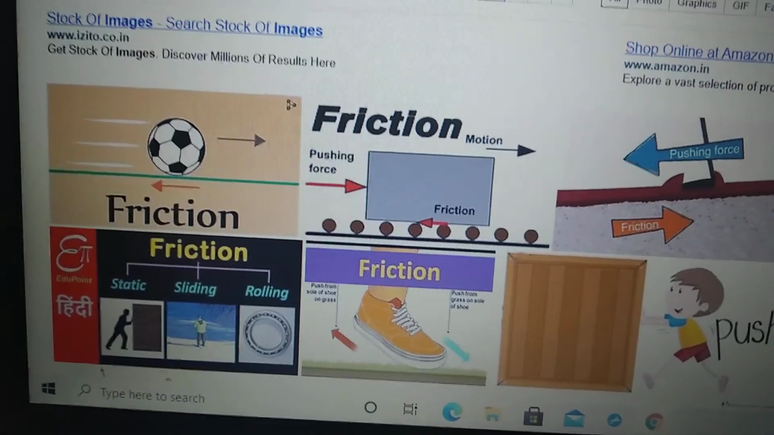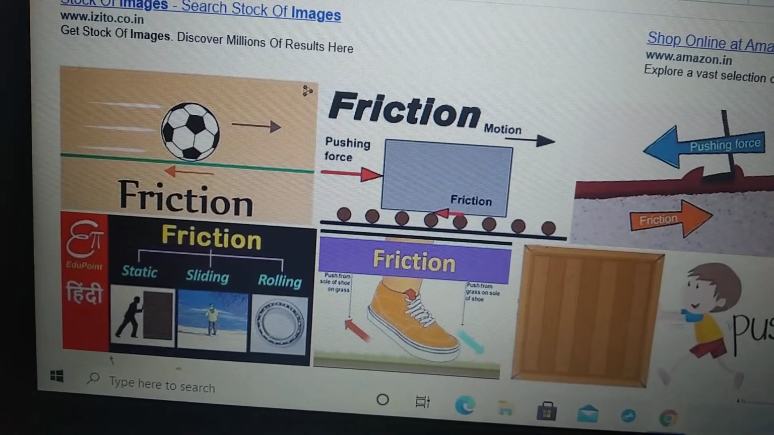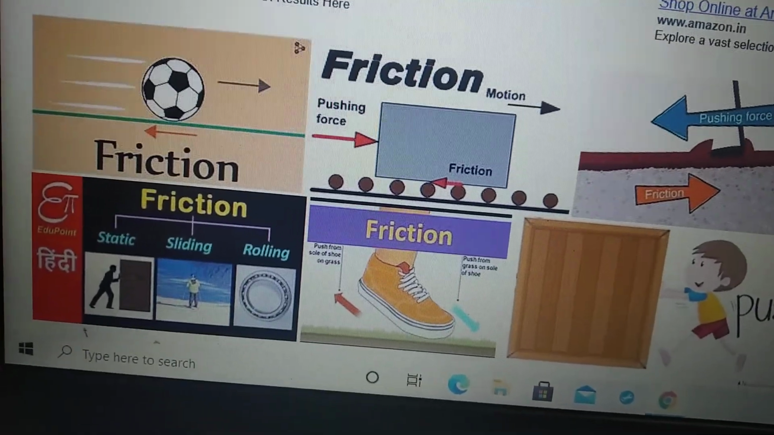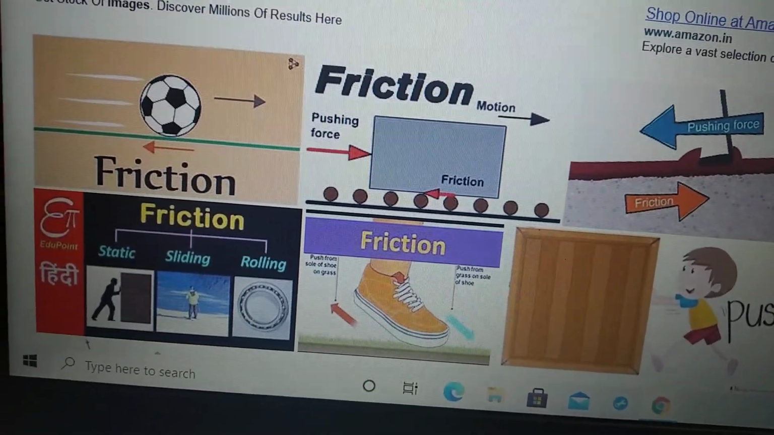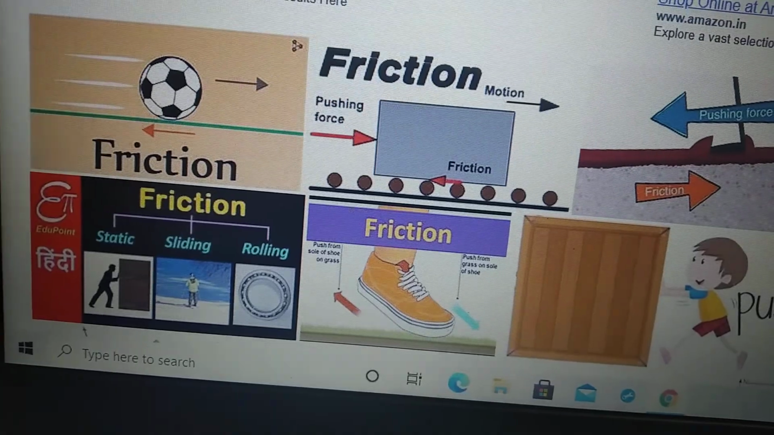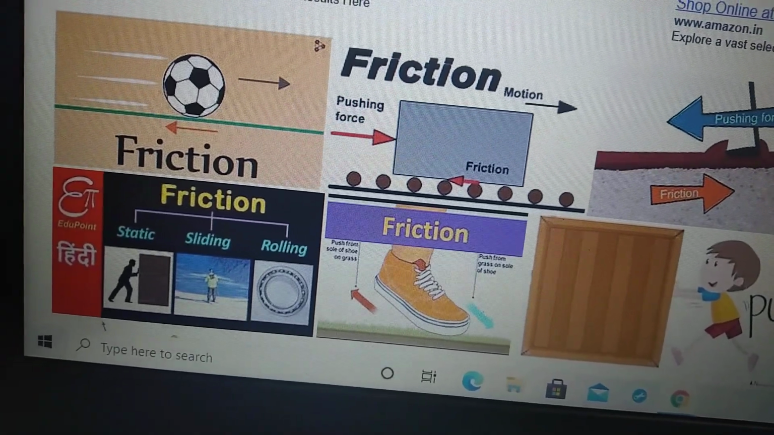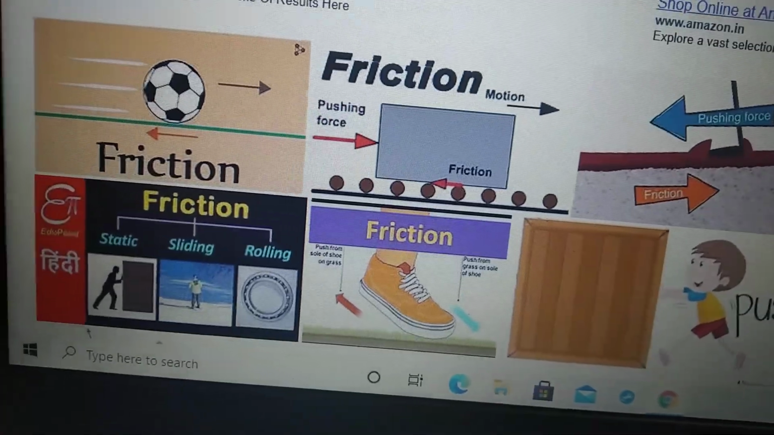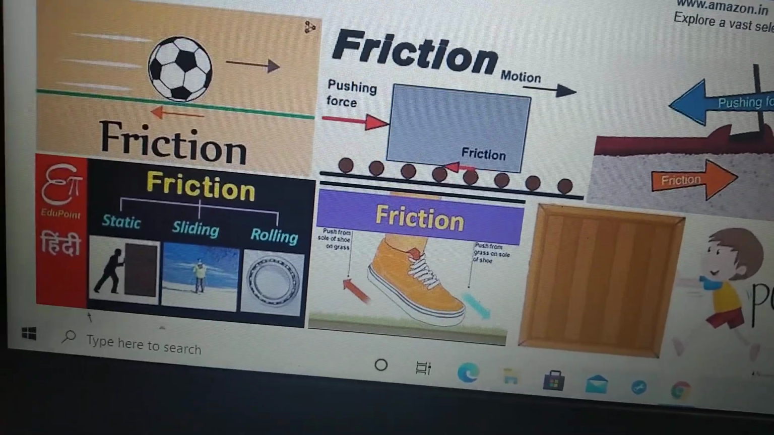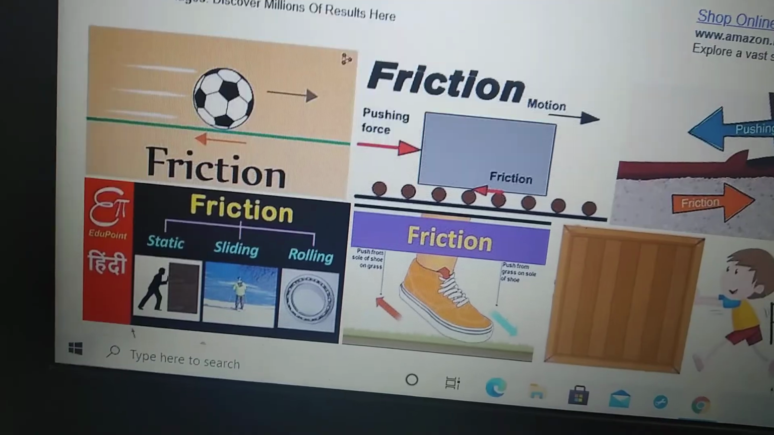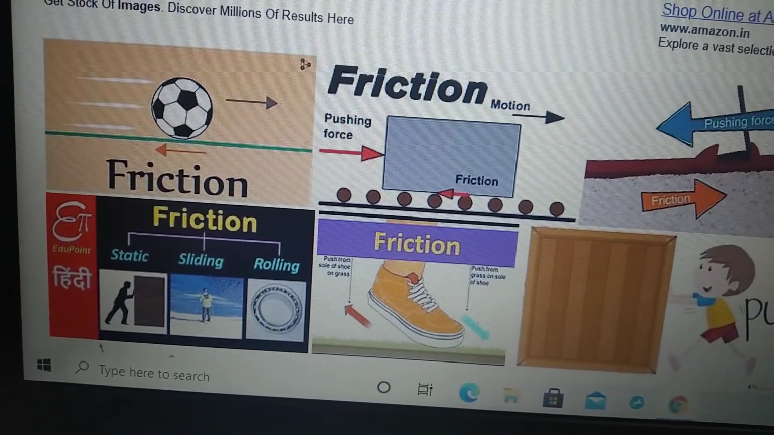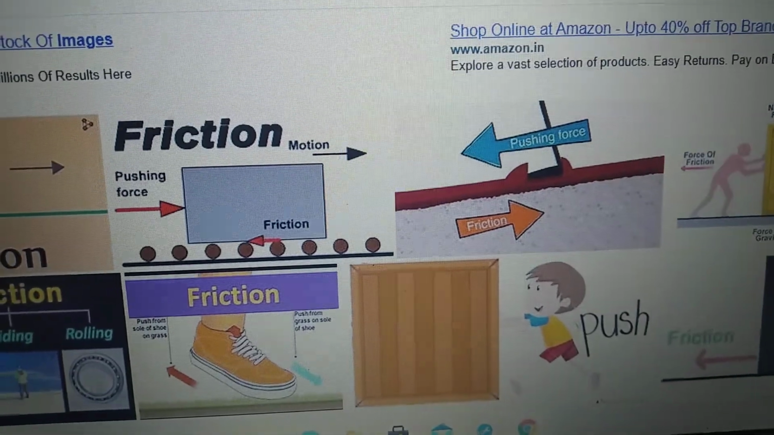Suppose you are skiing on ice or skating on a hill slope or walking on a dry floor or walking on a wet floor. Is it easy to skate on a hill slope? No, it is not easy to skate on a hill slope because of a force. That force is called friction. Friction is nothing but a special force that slows down a moving object.